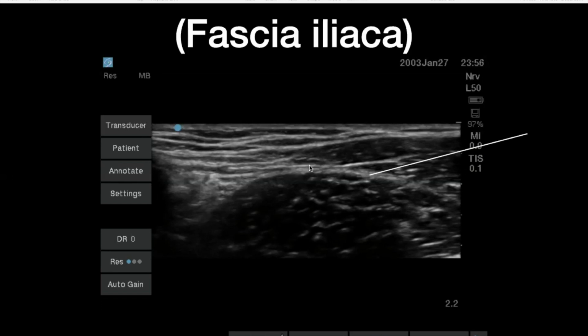The other thing I would do, if I needed to cover the skin of the upper lateral thigh for a DHS, for example, is a separate lateral cutaneous nerve of the thigh block, which we'll come on to next.